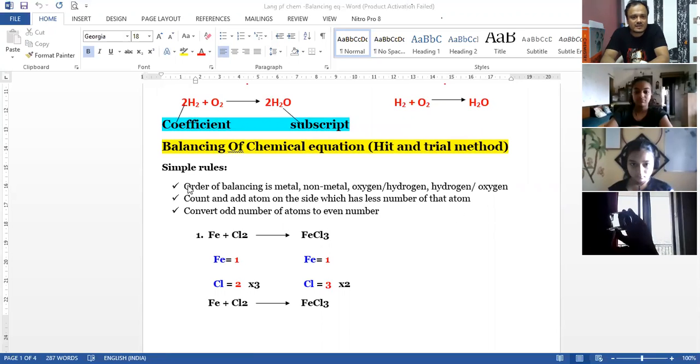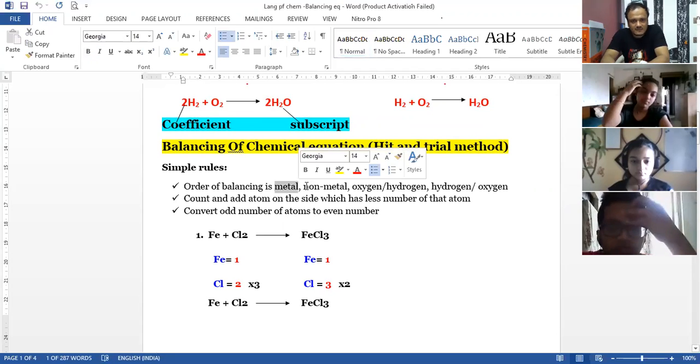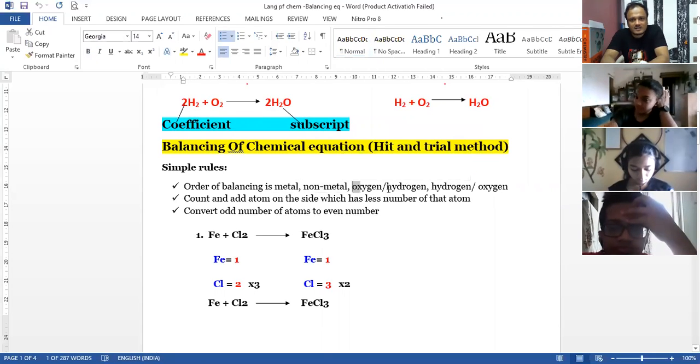The first rule is when you start balancing, you'll always start with a metal. After balancing the metal, you will balance a non-metal. After non-metal, you will balance oxygen or hydrogen. It can be in any order. Basically, oxygen will be balanced in the end, because oxygen can be found in more equations than hydrogen. So hydrogen, oxygen, it can be with respect to whatever element is present there.